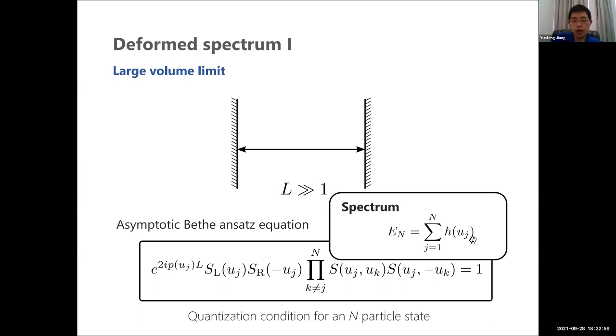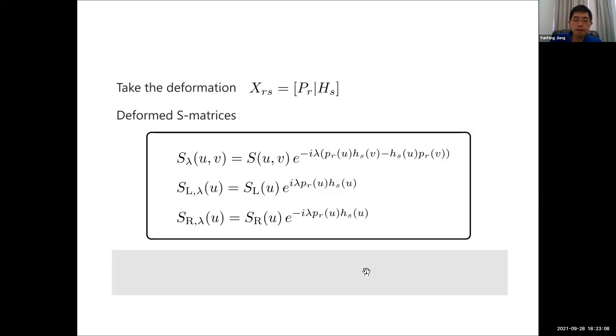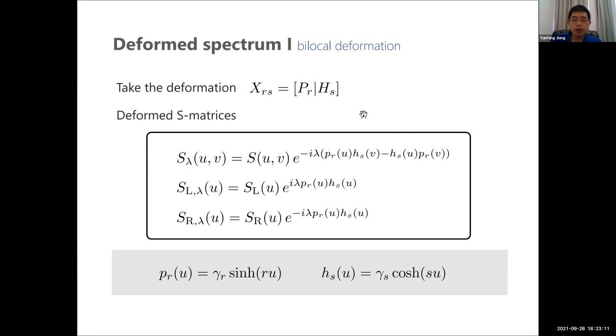Then what we need to do is quite simple. To see how the spectrum gets deformed, we just look at the asymptotic Bethe Ansatz equation. So let's start with the bilocal deformation. If we take the bilocal deformation, which includes TTbar as a special case, we know how the S matrix gets deformed. This is the bulk S matrix, you have this factor, and for the left boundary and the right boundary, you have these factors, where here P_R and H_S in a relativistic quantum field theory are just given by this simple factor. So we see that P_R is indeed odd, and H_S is indeed even.